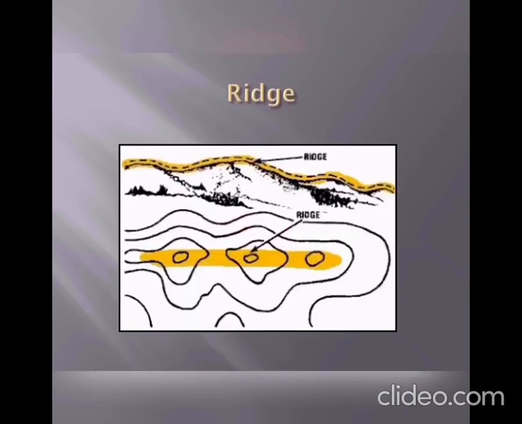Ridge. A ridge is a long and narrow highland sloping down at its sides. A ridge could have several peaks of different elevation. The contours of a ridge are elongated and are spaced close to each other.